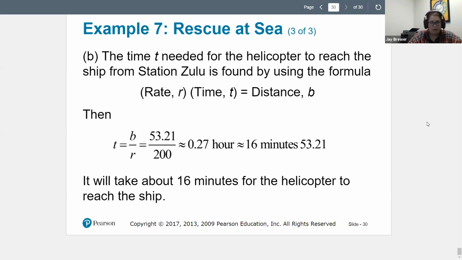Then we take time and we're gonna find it by taking the distance divided by, oh, you know what? They might have used B because little b is equal to 53.21. Up to you. As long as you know they're equivalent, that's all I would care about. So it equals about 0.27 of an hour or 16 minutes for the helicopter to reach the ship. Again, they're choosing to write out a sentence. I think that's extremely important.